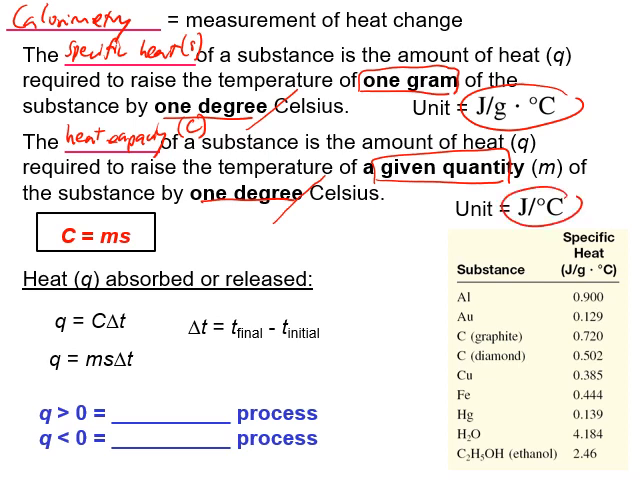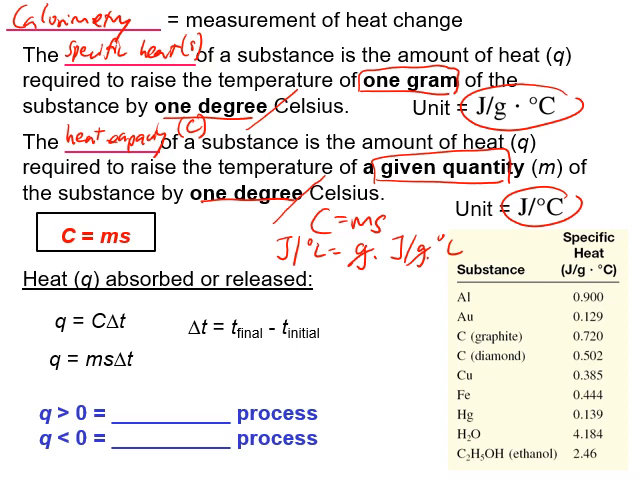Based on this, we can form a formula: C equal to ms. The first one, C, is the heat capacity, with the unit joule per degree Celsius. It equals m, which is mass, in the unit of gram, multiplied by S, the specific heat, with the unit joule per gram per degree Celsius. As you can see, the grams cancel and we get back the same thing, joule per degree Celsius. Done with these three different definitions: calorimetry, specific heat, and heat capacity.